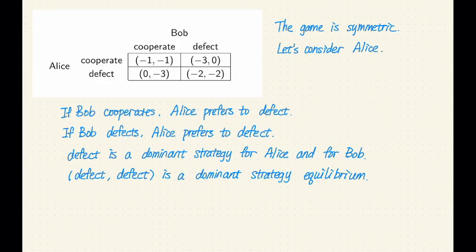So for our game, let's suppose that Bob cooperates. In that case, we are in this left column. In that case, if Alice also cooperates, she gets utility of -1, 1 year in prison. If Alice defects, she gets a utility of 0. 0 is better than -1, therefore Alice prefers to defect.